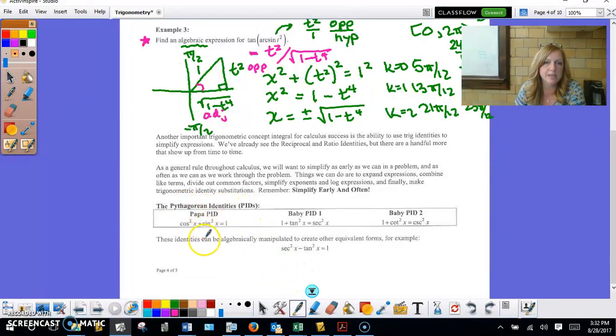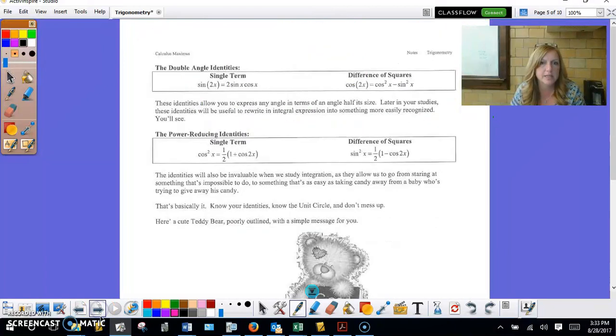So you have your Pythagorean identities, your cosine squared plus sine squared is 1. These are the ones that are related to it. Just to remind you, if you divide each of these by cosine squared, you would end up with this first one. If you divide the main Pythagorean identity by sine squared, you would end up with this one. So it's easy to remember them. And remember, you can manipulate them: if cosine squared plus sine squared is 1, sine squared is 1 minus cosine squared, and so on. So just review some of your trig identities.